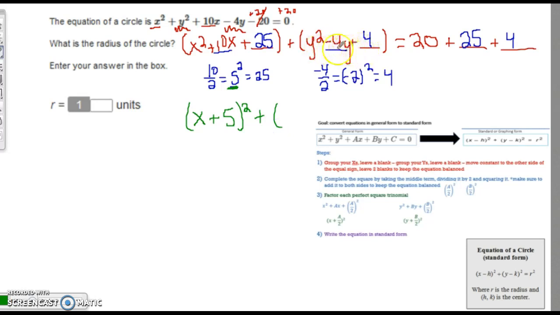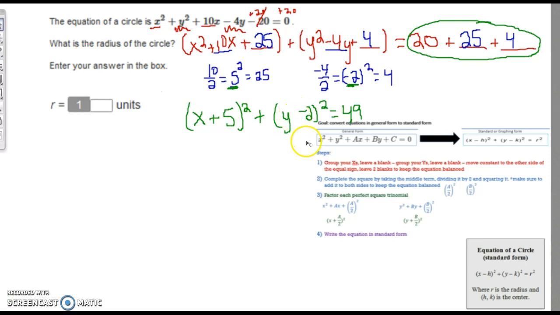And then to factor this down, you just take y plus, and then whatever number you got when you divided by 2, which is a negative 2, squared. And that's going to equal whatever we get when we add up this side. So let's see, that's 49. So what we've done is we've just taken our equation and we've put it in standard form. I'm going to get rid of that plus sign there, so it's just y minus 2.